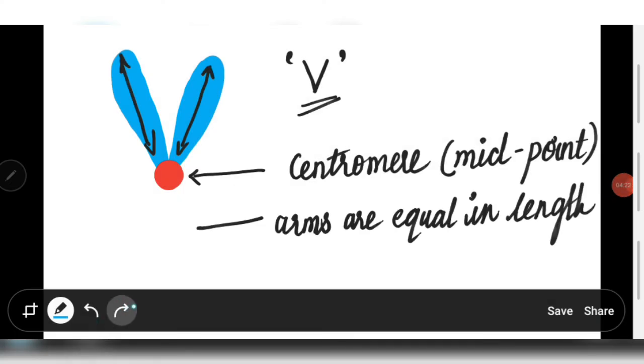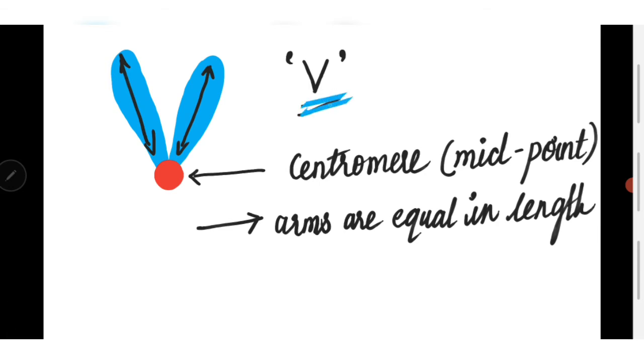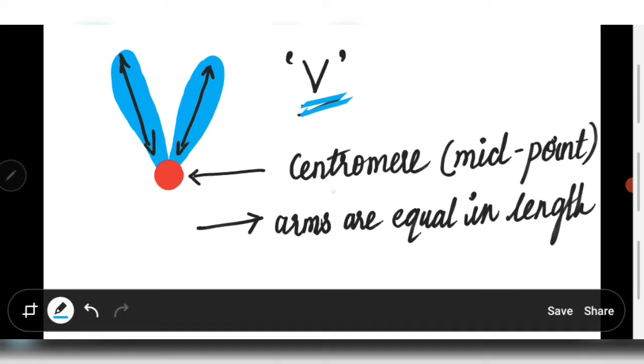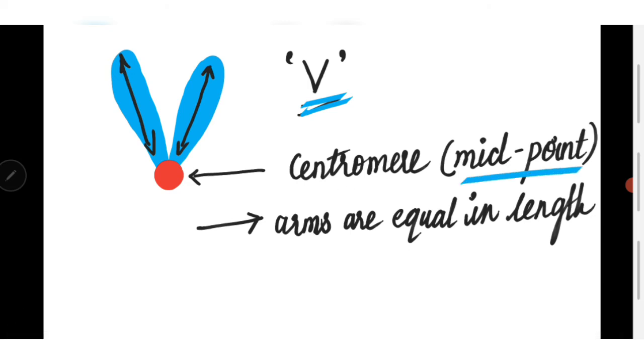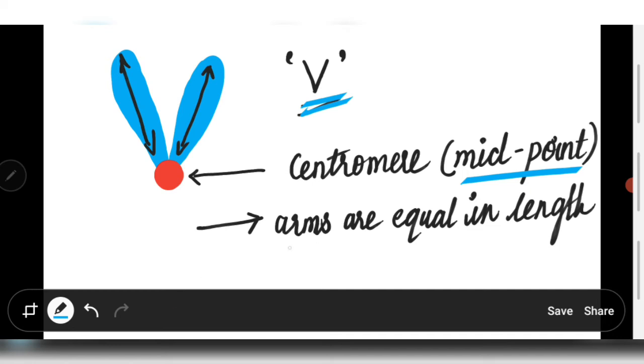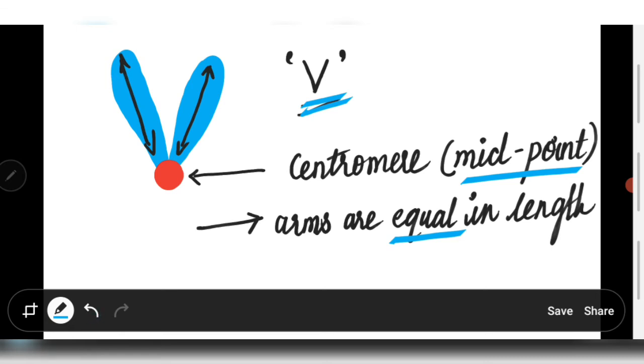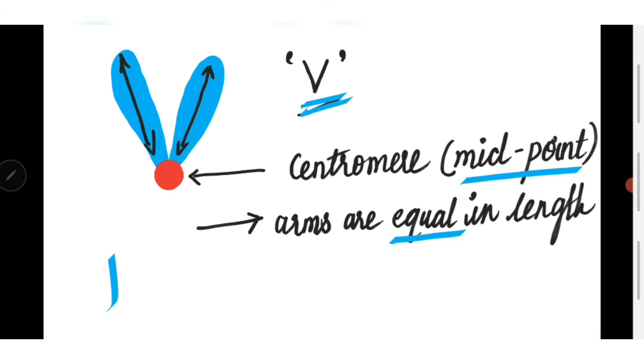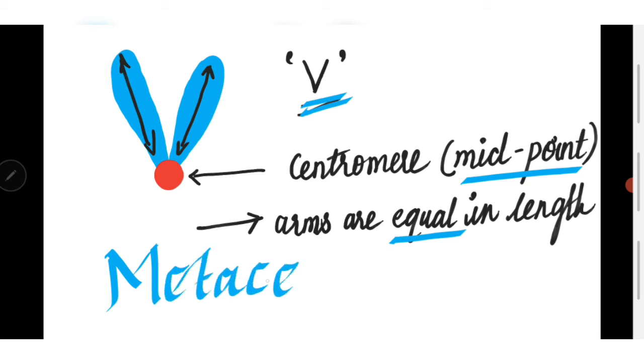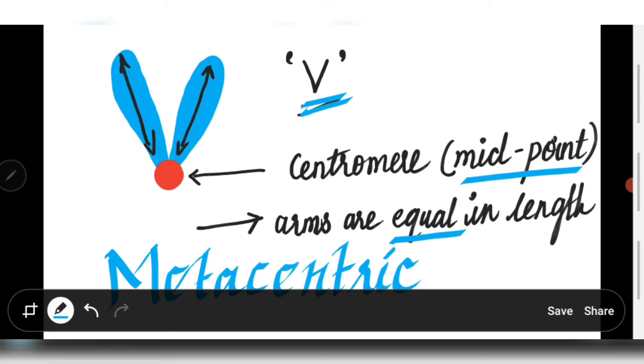Arms are equal in length, and such a chromosome, which looks like the English letter V, has its centromere exactly at the midpoint, and the arms of the chromosome are equal in length. So such types of chromosomes are known as metacentric chromosomes. So this is the first type of chromosome, the metacentric chromosome. It looks like the English letter V, the centromere is at the middle, and the arms are equal in length.